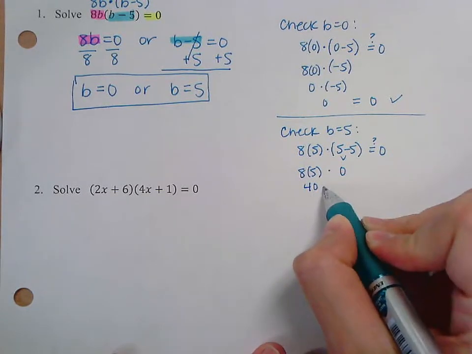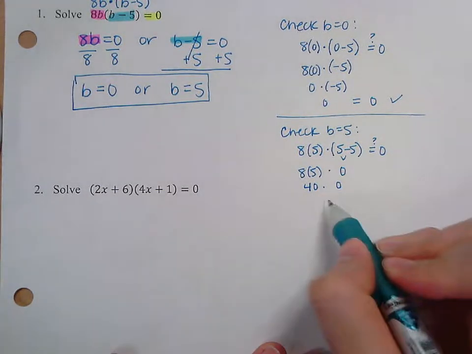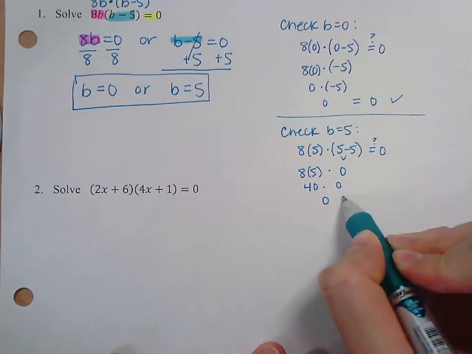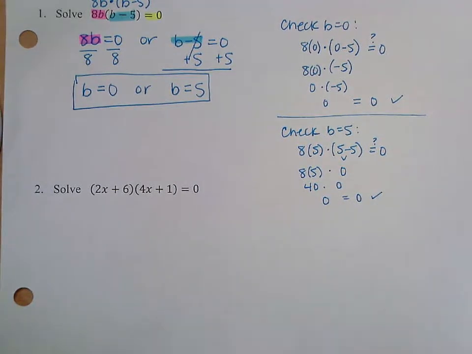40. What's 40 times 0? 0. So I get 0 equals 0. Okay, so you can check your answers. I'm not requiring here that you show me that you checked it, but you can check it. That could even be on the calculator. Plug it into the calculator, type it back in, see does it work out the way that it should.